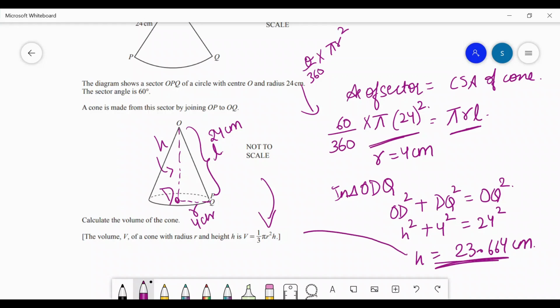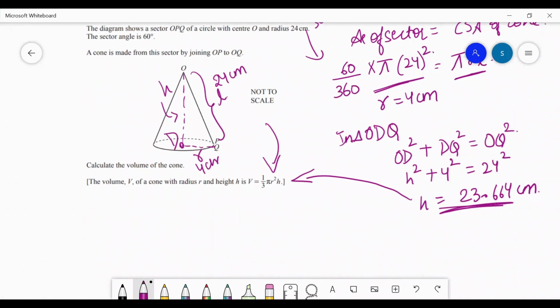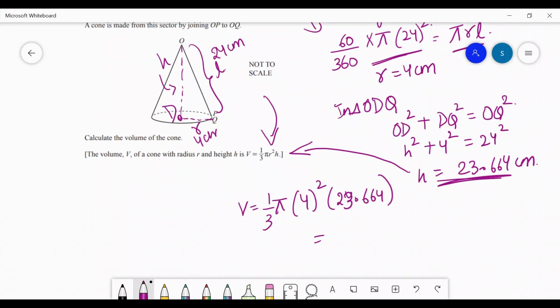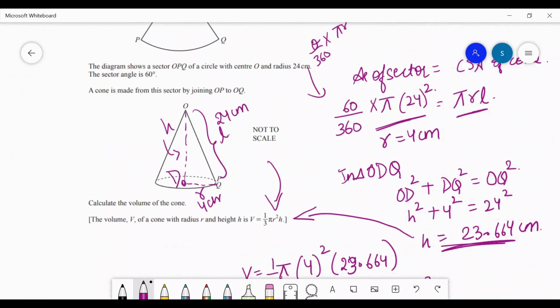So now you have the height. You just have to use that in this formula. That would be V equal to 1 by 3 pi r square into h, and get the volume, which is 396.49 centimeter cube. This is the volume of the cone.